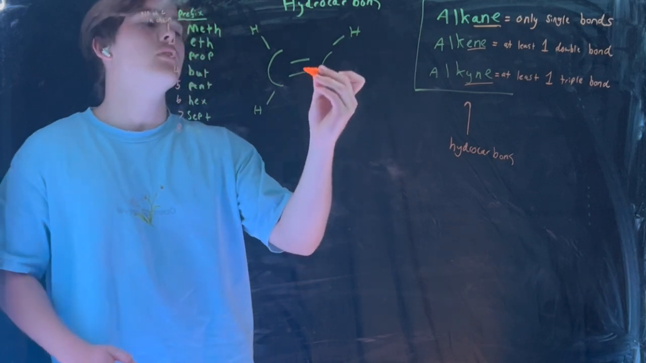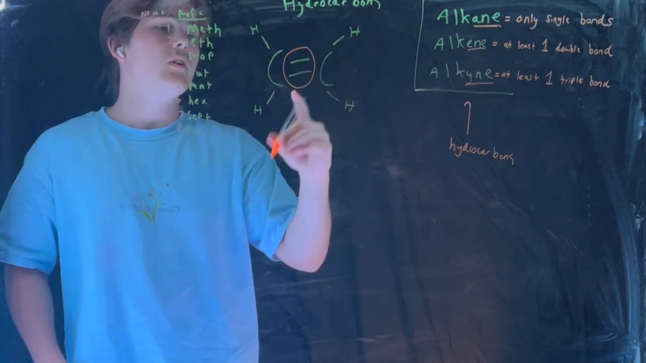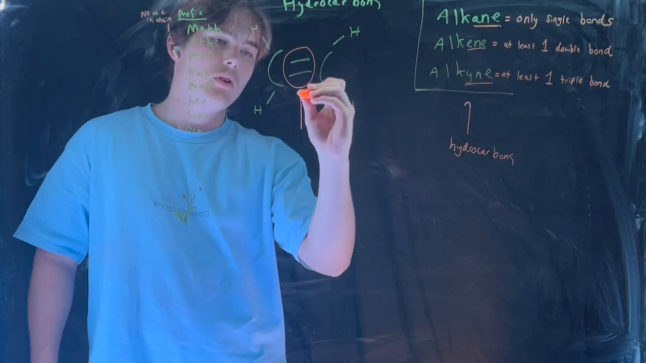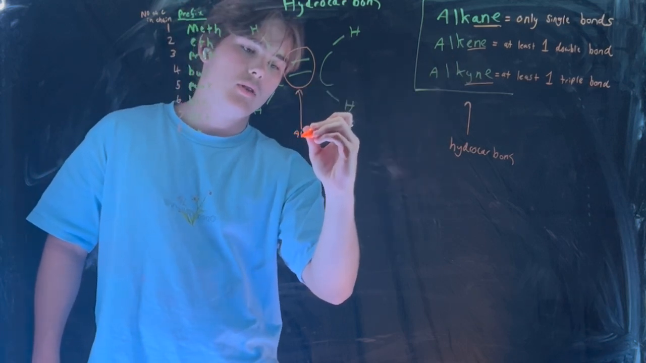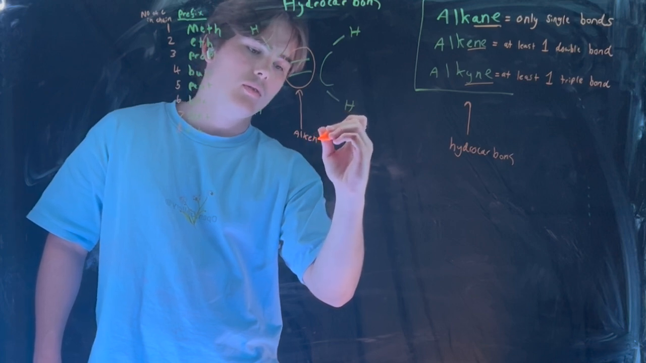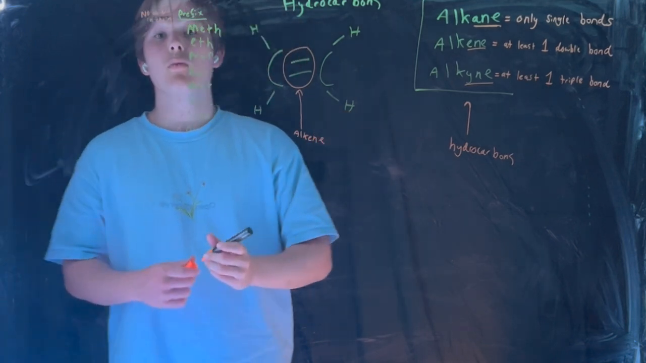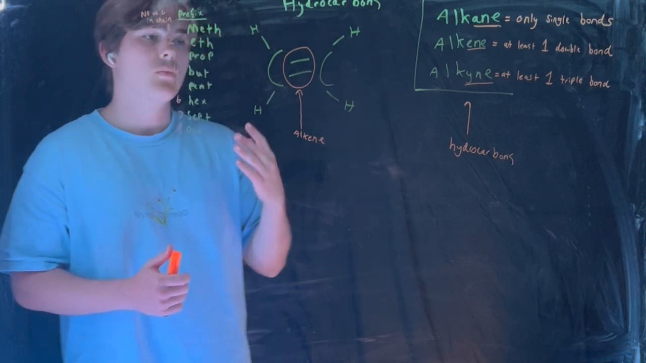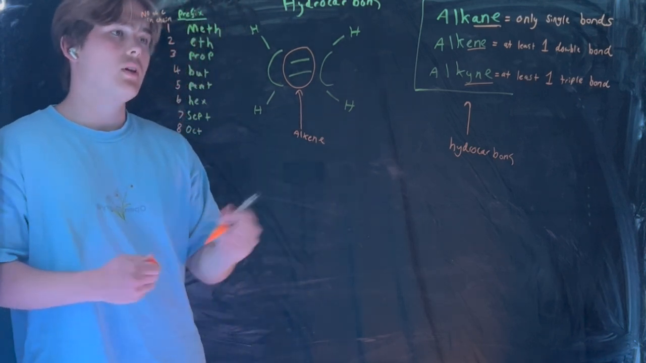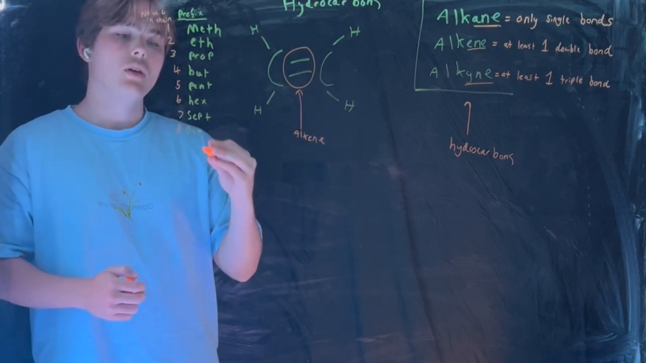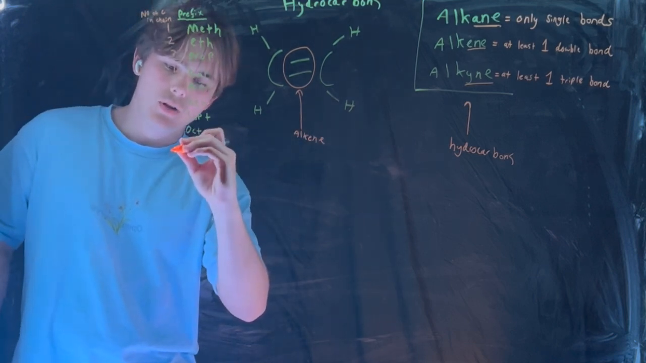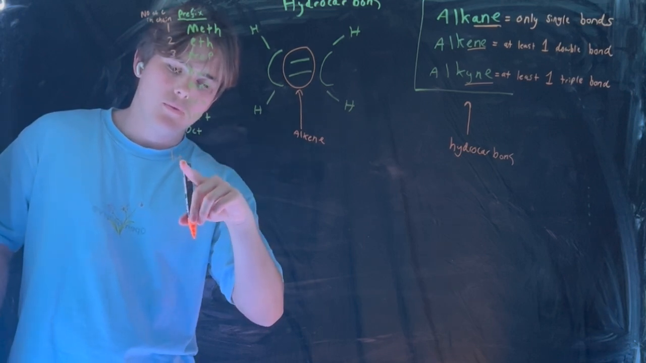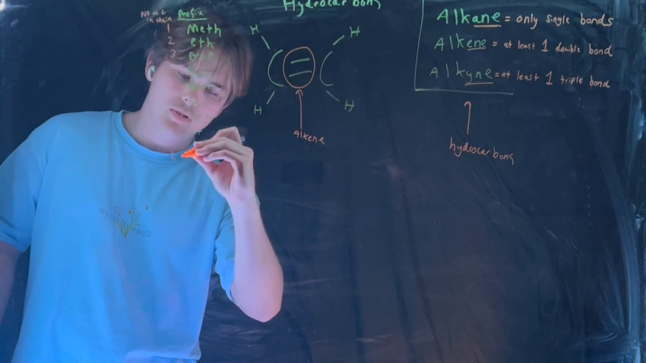This part here, the double bond, is what makes it an alkene. It's the presence of that double bond between the carbons. So same process. The first step in naming this molecule, I'll write a little checklist here. Step 1, find longest carbon chain.